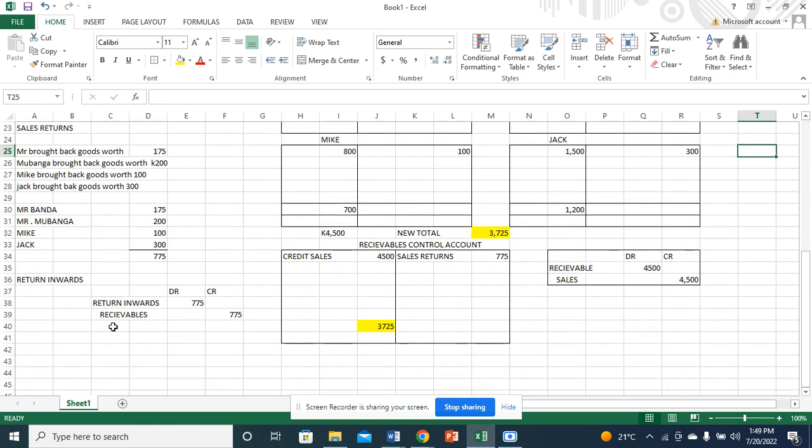Okay, let's now deal with some payments where our receivables are paying us. Let's say cash payments. These are recorded in our cash book.